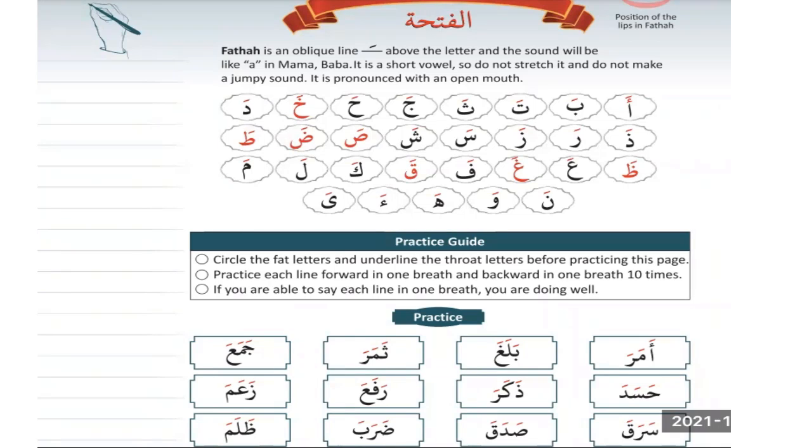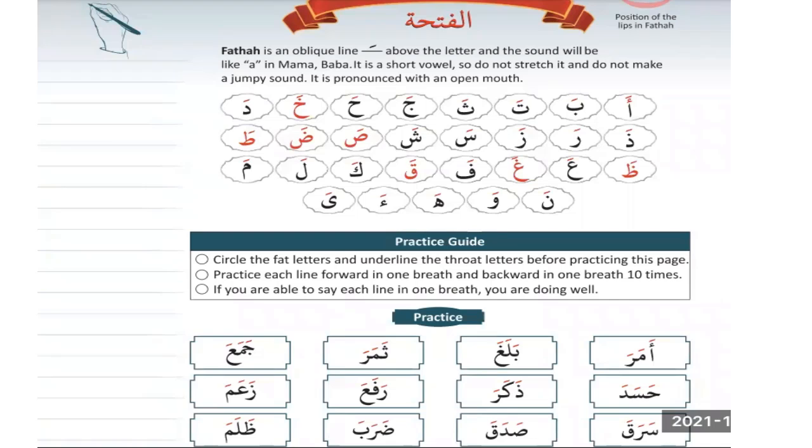Fatha is the line above the letter, and the sound will be like a. We usually say it when we read the letters a, ba, ta, tha, like mama, baba. It's a very short vowel sound. So we will not say a, ba, ta, nai. We're not going to stretch it.